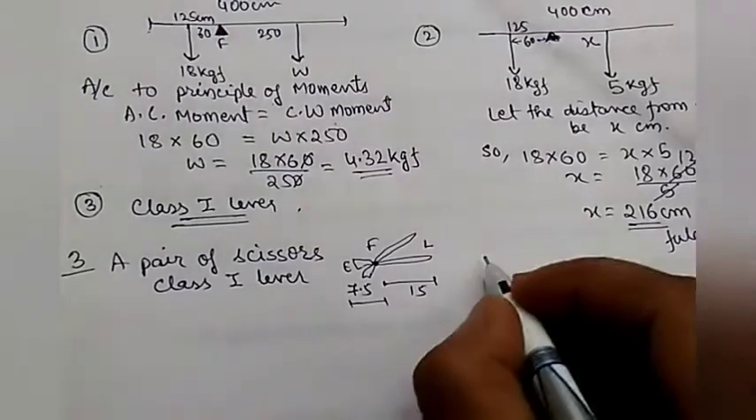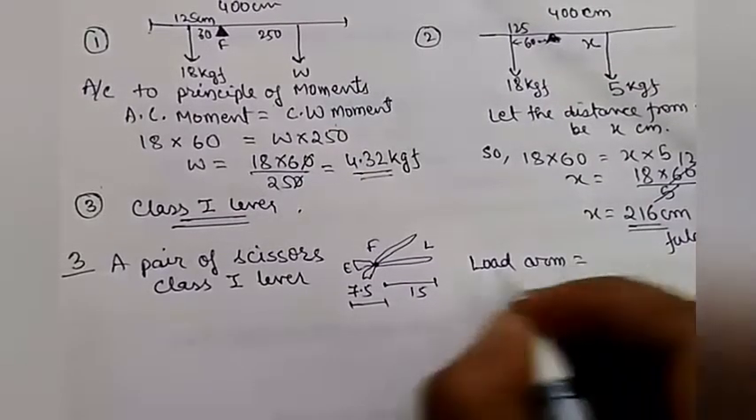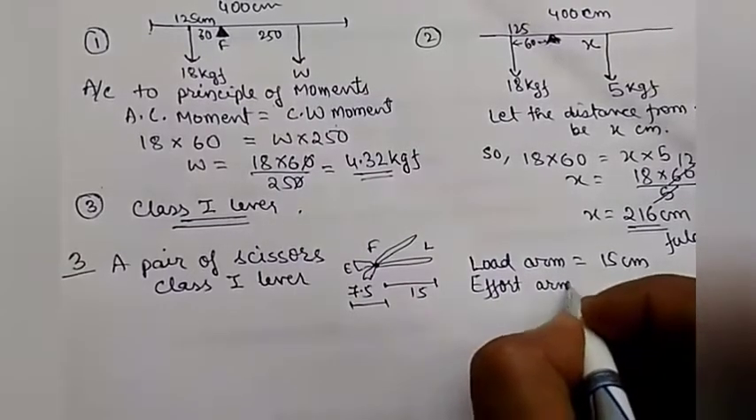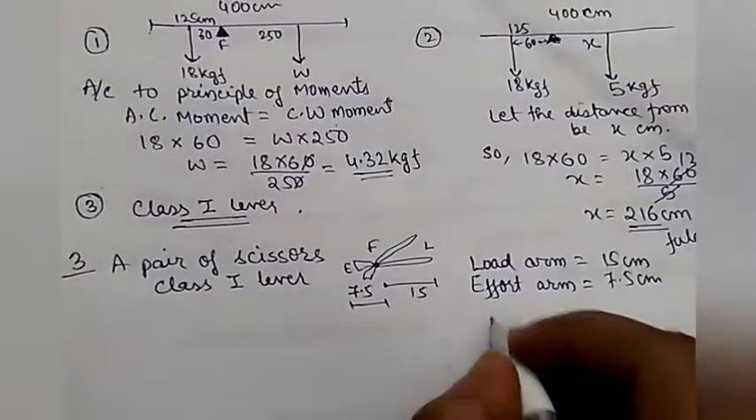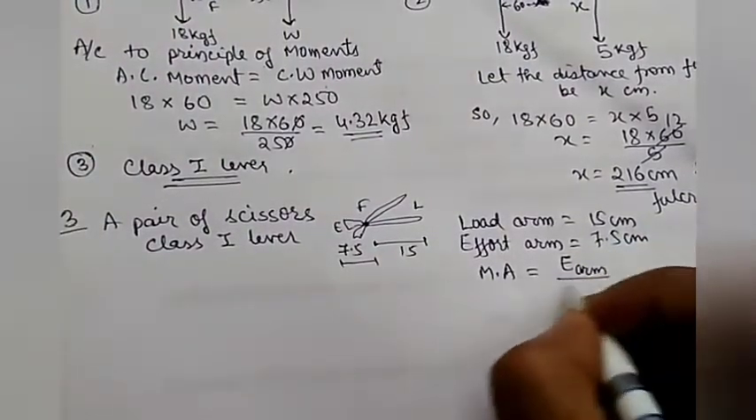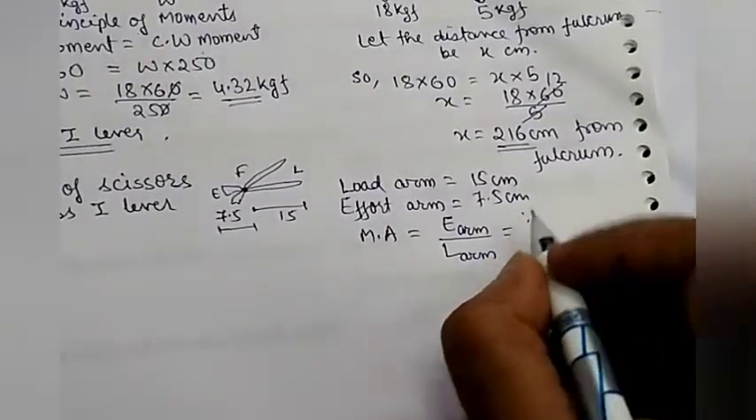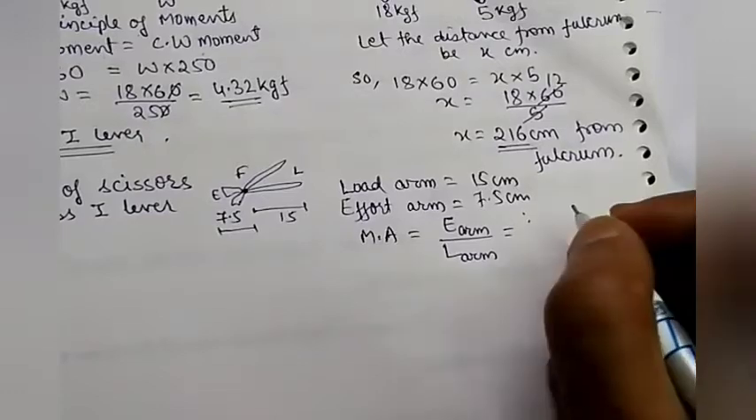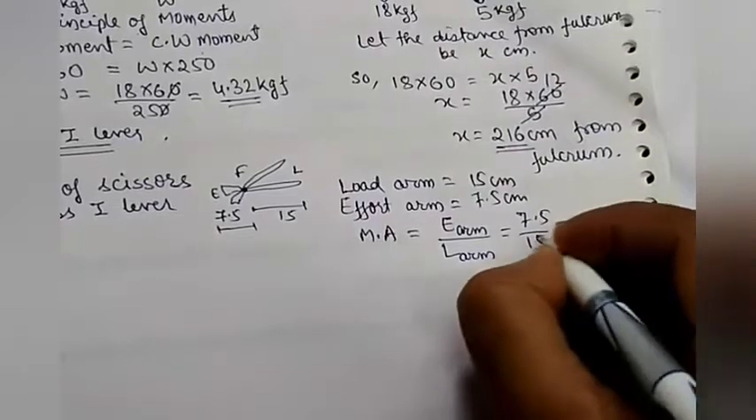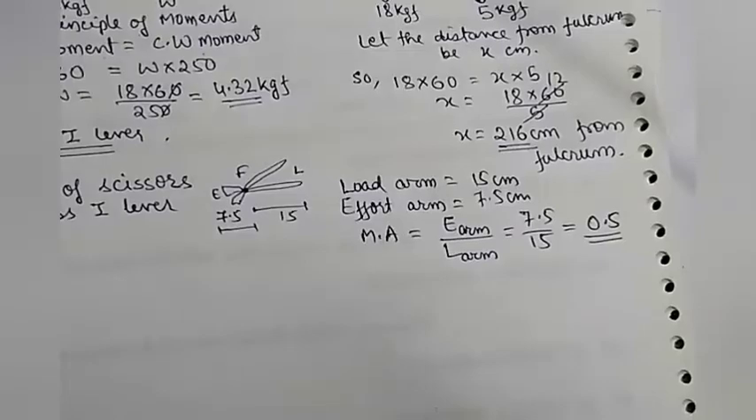So clearly I am writing it here only. Load arm is equal to 15 centimeter. Effort arm is equal to 7.5 centimeter. So mechanical advantage is equal to effort arm by load arm, that is 7.5 by 15, so it will come 0.5. So mechanical advantage is 0.5.